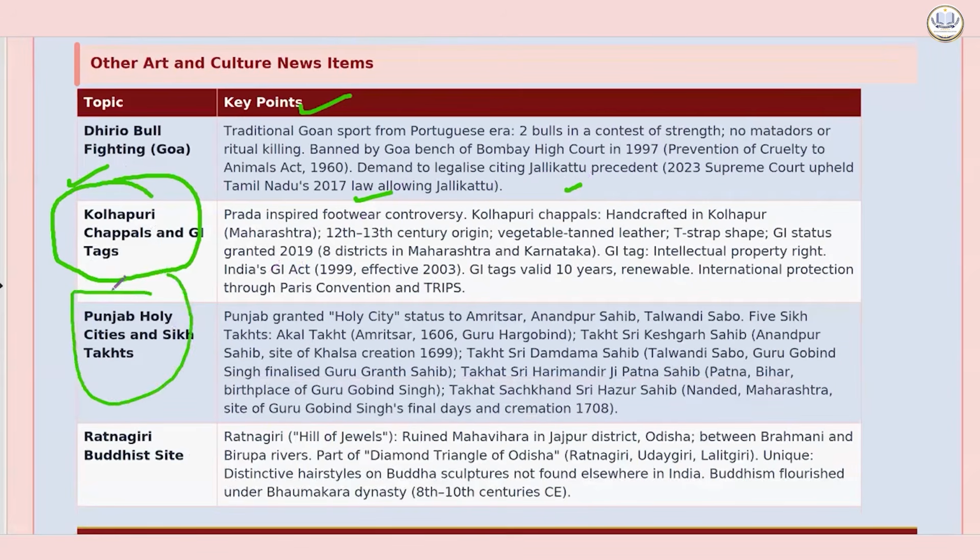Then Punjab, holy cities and Sikh Takhts. Punjab granted holy city status to Amritsar, Anandpur Sahib, and Talwandi Sabo. The 5 Takhts are: Akal Takht, Amritsar, 1606, Guru Hargobind Ji; Takht Sri Keshgarh Sahib, Anandpur Sahib, site of Khalsa creation, 1699; Takht Sri Damdama Sahib, Talwandi Sabo, where Guru Gobind Singh Ji finalized the Guru Granth Sahib; Takht Sri Harmandir Ji, Patna Sahib, Patna, Bihar, birthplace of Guru Gobind Singh Ji; Takht Sachkhand Sri Hazur Sahib, Nanded, Maharashtra, site of Guru Gobind Singh Ji's final days and cremation, 1708.